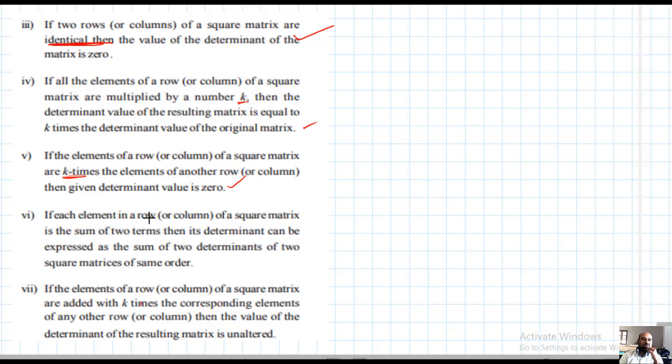If each element in a row or column of a square matrix is the sum of two terms, then its determinant can be expressed as the sum of two determinants of two square matrices of the same order. If the elements of a row or column of a square matrix are added with k times the corresponding elements of another row or column, then the value of the determinant of the resulting matrix is unaltered. This is important.